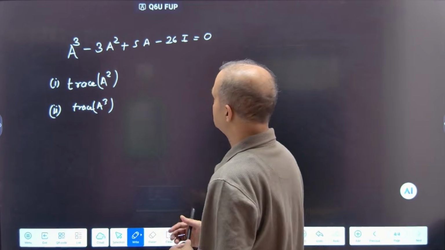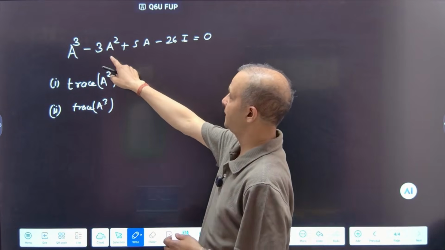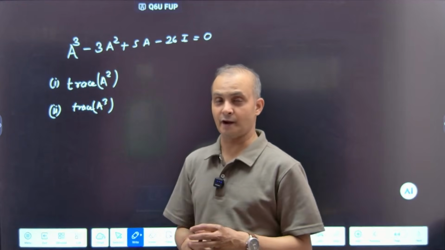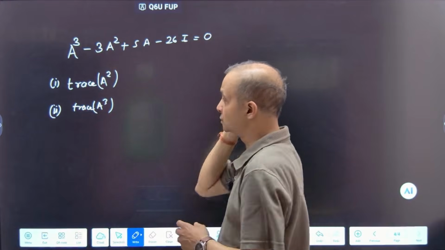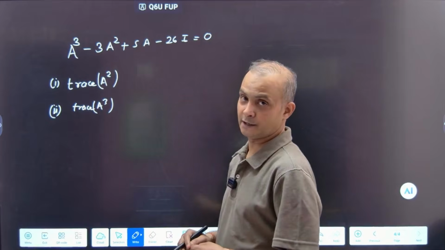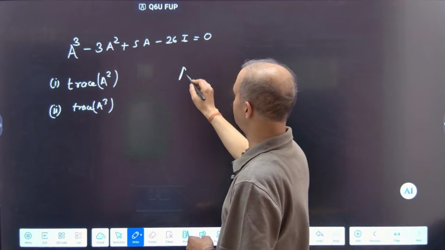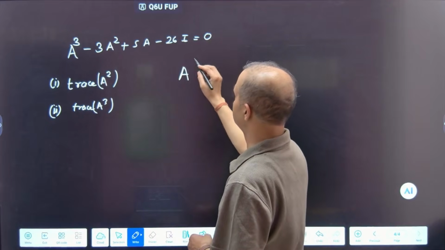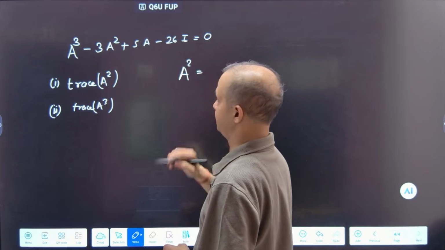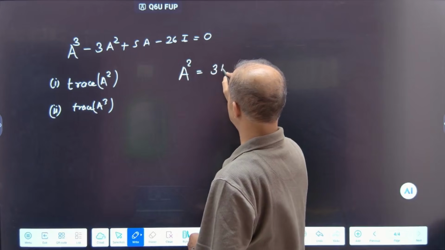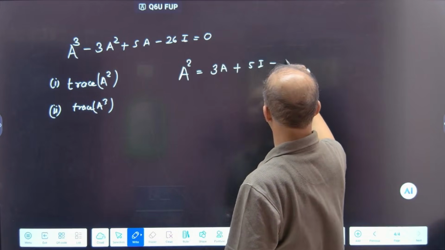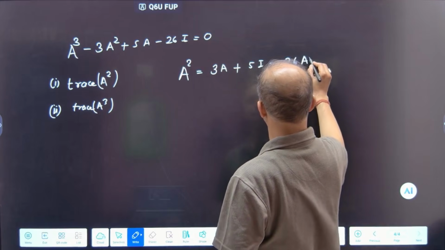So for that, what we can do, you notice here, if I have no matrix given, I have to anyhow find out the A square in terms of something. So what are you going to do? Let's multiply A inverse in the entire equation. In this way, the first term will become A square. And everything else I can send to the right hand side. And this will give you 3A plus 5I and minus 26 A inverse.